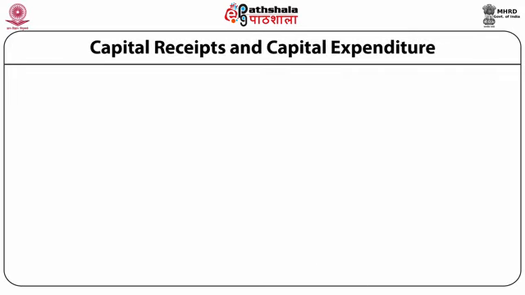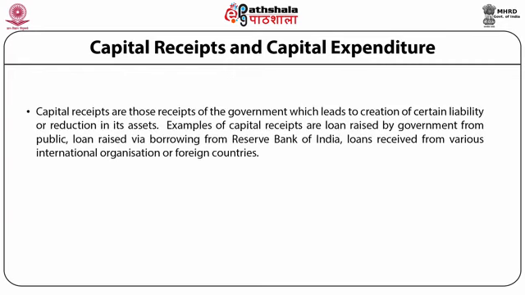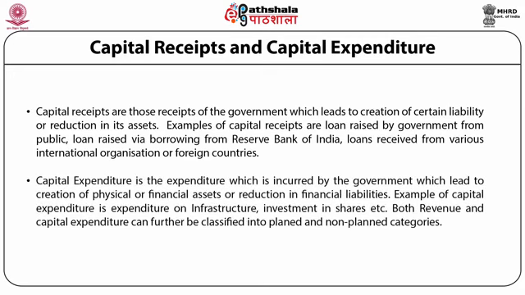Now let's talk about capital receipts and capital expenditure. Capital receipts are those receipts of the government which lead to creation of certain liability or reduction in its assets. Examples of capital receipts are loans raised by the government from the public, borrowing from the Reserve Bank of India, and loans received from various international organizations or foreign countries. Similarly, capital expenditure is the expenditure incurred by the government which leads to creation of physical or financial assets or reduction in financial liabilities. Examples of capital expenditure are expenditure on infrastructure, investment in shares, etc.